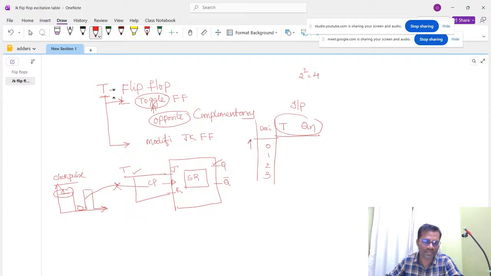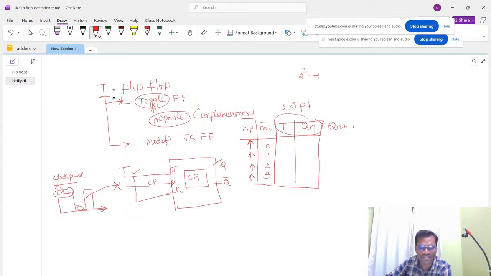I'm continuously saying that this is a flip flop. If the flip flop has to work, what do I have to give? Clock pulse. This is the symbol of a clock pulse. Clock pulse is given at 0, at 1, at 2, at 3. Now you have to get the values of T as well as Q. T and Q are the inputs, and the output is Qn plus 1. How to write the binary form? This is 2, this is 1. The binary equivalent of 0 is 0, 0. How to write 1? 0, 1.